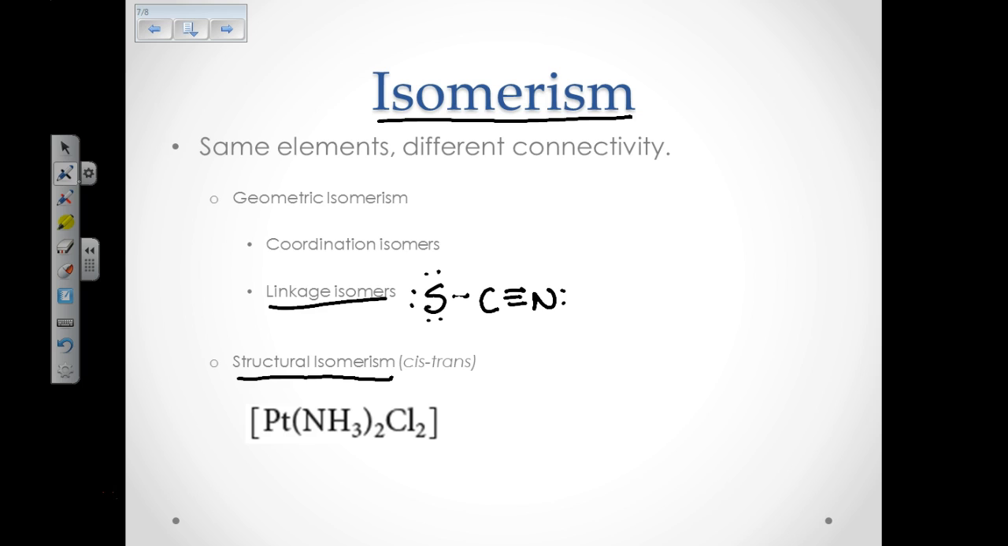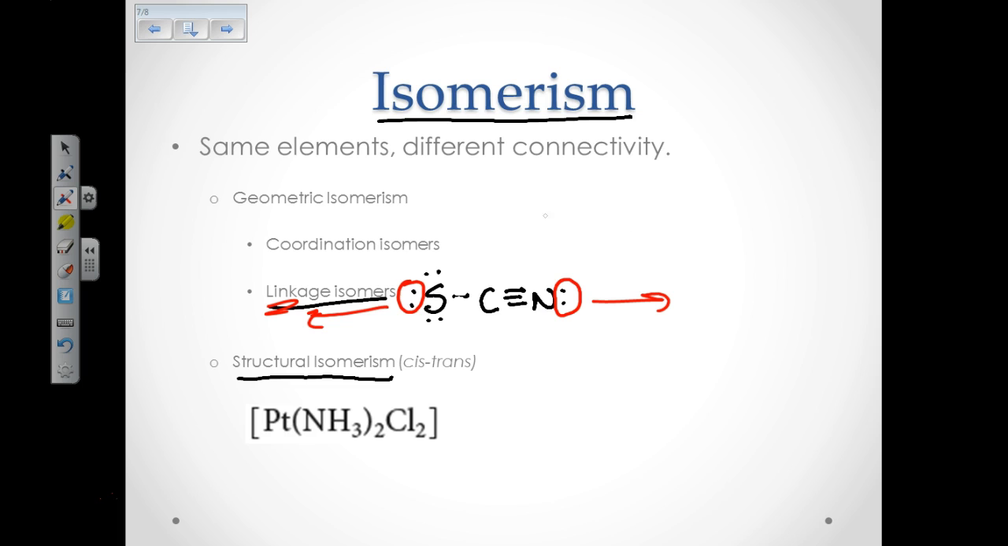So what's going to happen is that, notice we have lone pairs of electrons here, and we have lone pairs of electrons here. So this ligand can attach to the metal here or it can attach to the metal here. That gives it different connectivity based on how it links, hence the linkage isomers, to the metal.